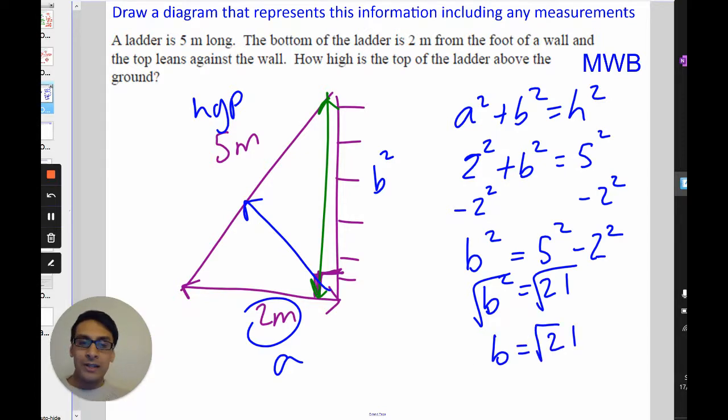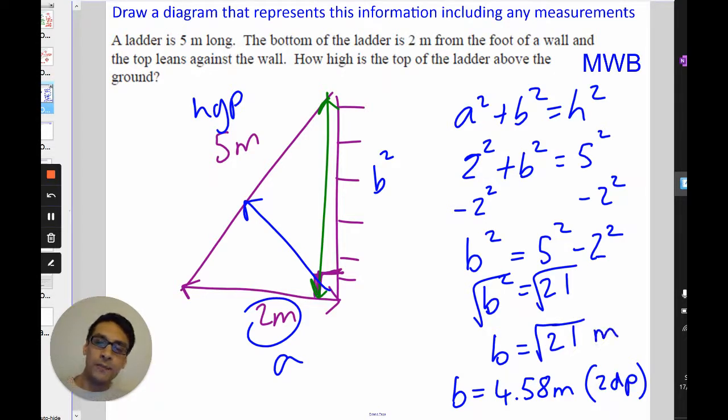This is your exact answer. And then you can round it using your calculator to 4.58. Or you can say B equals 4.58 meters. And then in brackets you can put 2 decimal places, and in this case it was root 21 meters, that's the exact answer.